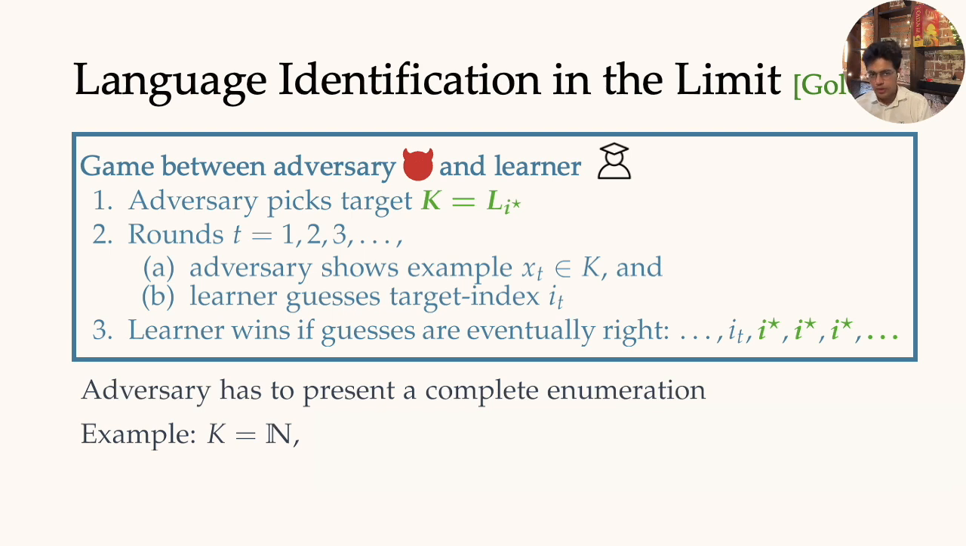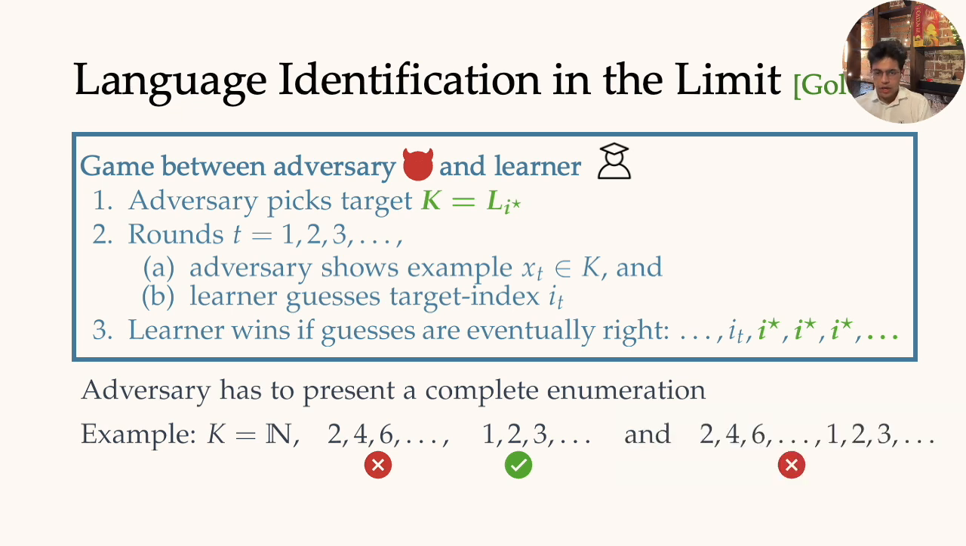So for example, if the target language is the set of all natural numbers, then it's not okay for the adversary to present the following sequence of examples because it misses all odd numbers from the target language. On the other hand, this sequence is fine. As a subtle point, I want to mention that the following sequence, where odd numbers do not show up at any finite position, is also not fine and is not a valid enumeration of the target language.